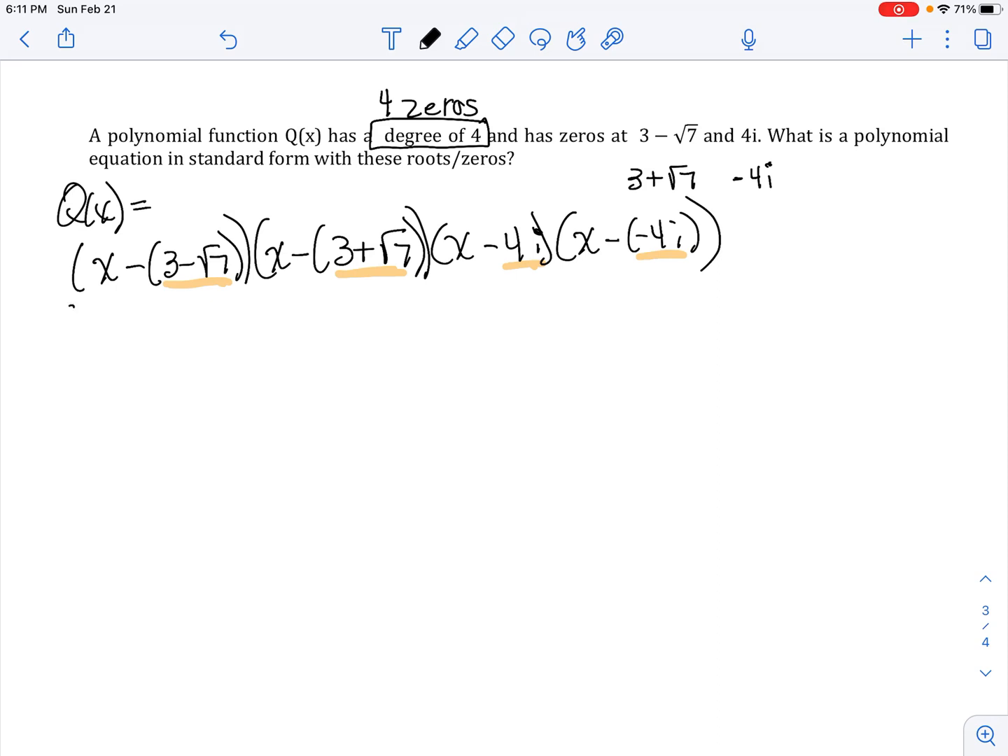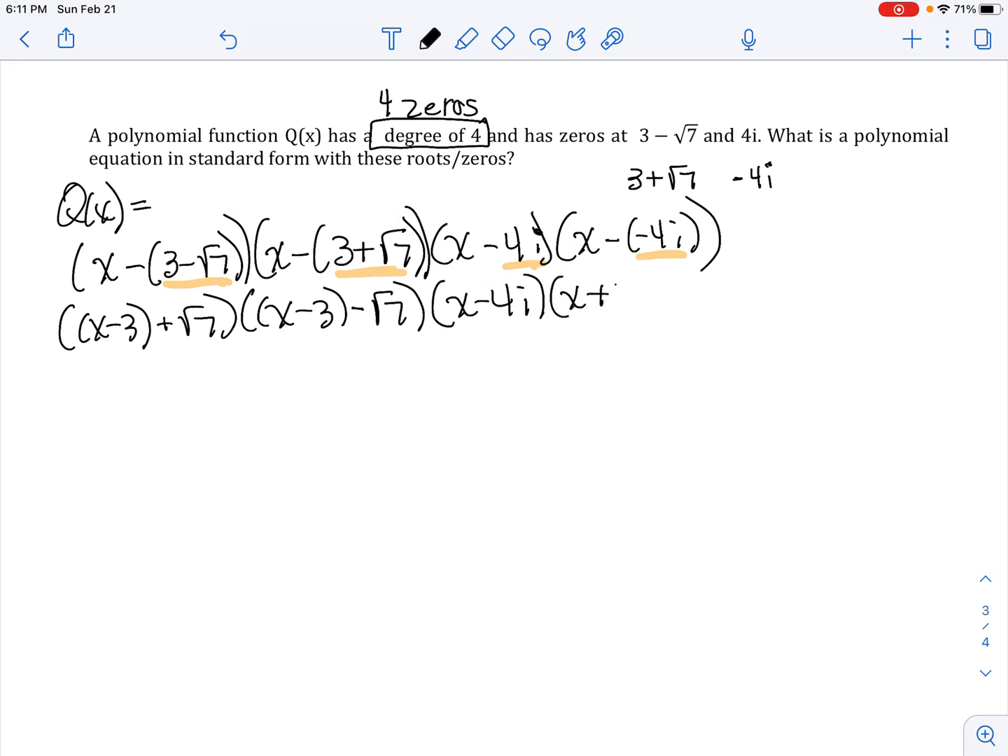All right. Again, I'm going to rearrange for this one. So that's going to be x minus 3 plus root 7. So in other words, I distributed that negative into the parentheses and regrouped. So x minus 3 and then plus, because minus a minus. And then again, x minus 3 minus root 7. x minus 4i, and then x plus 4i. Now I'm going to leave those two alone and just take care of these.